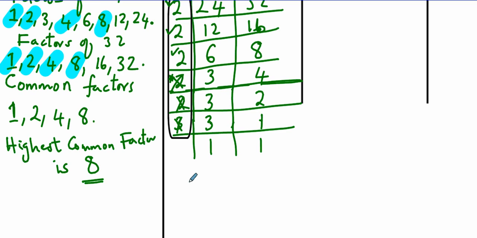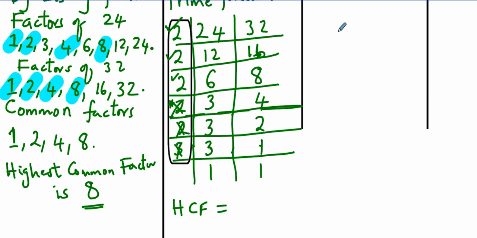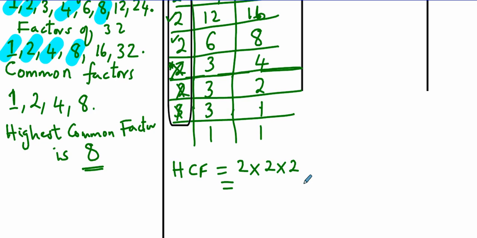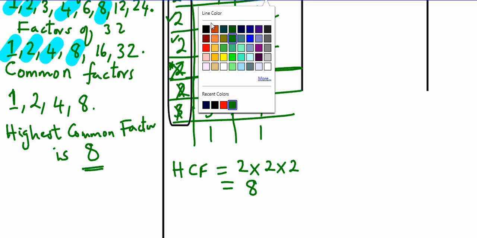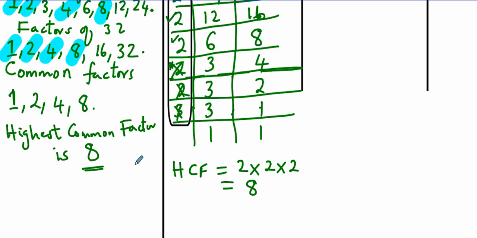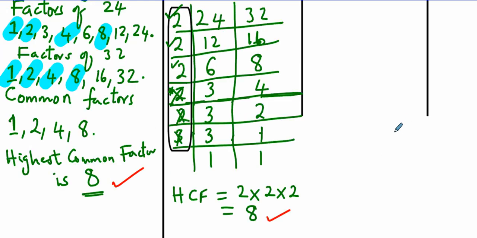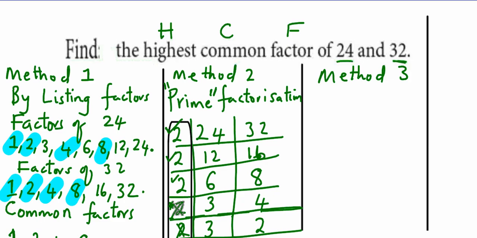So what does it mean? HCF will be equal to, you multiply these numbers which we ticked. You multiply 2 times 2 times 2. What is the answer? 2 times 2 times 2 is 8. Now when we compare with our previous answer, we find that our previous answer was correct. So hence method 2 is done.